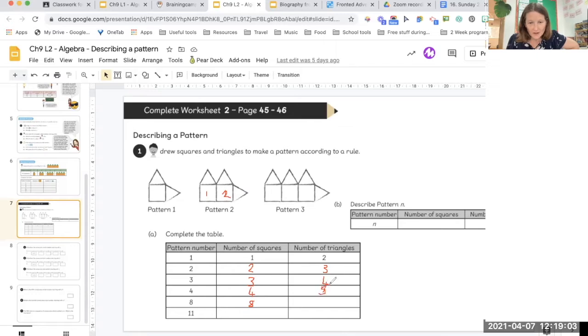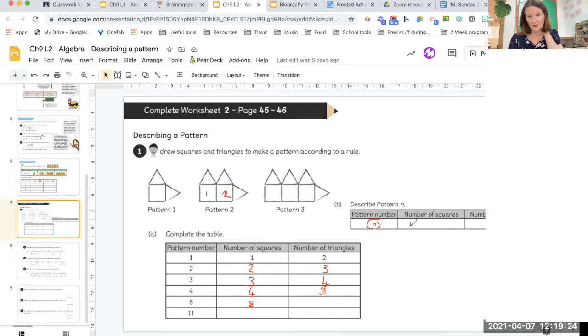So let's have a look at our table. You can fill in the table. That's easy. Let's have a look at our rule here on the side. That's the part we have to figure out how to write. So how do I write the number of squares? What's it the same as? The number of squares is the same as the pattern. So if pattern is n, that means the pattern number.